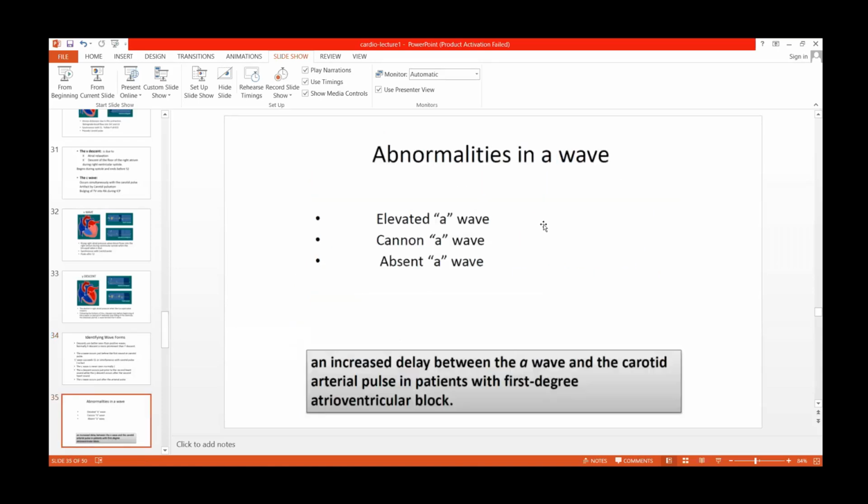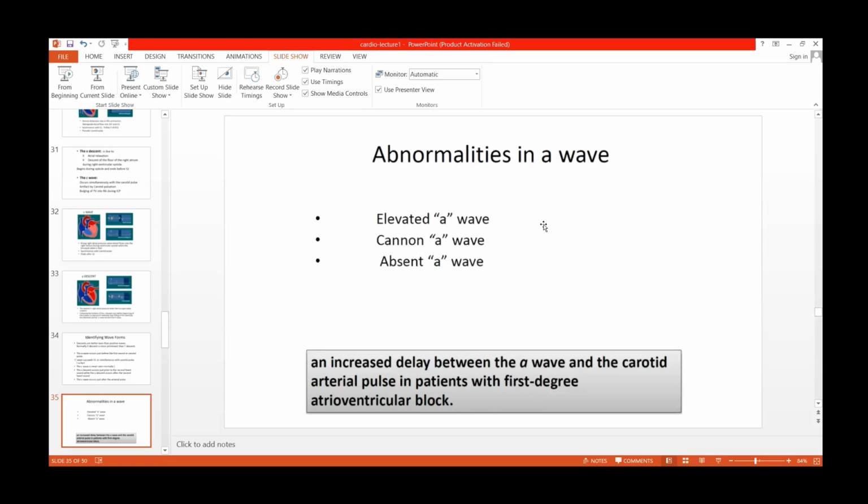So now coming to the abnormalities in A wave. There are mainly three types of abnormality, or two types rather. One is cannon A wave. Cannon A wave is basically when the atrium contracts against a closed mitral or tricuspid valve, or it contracts against a resistant or stiff ventricle.